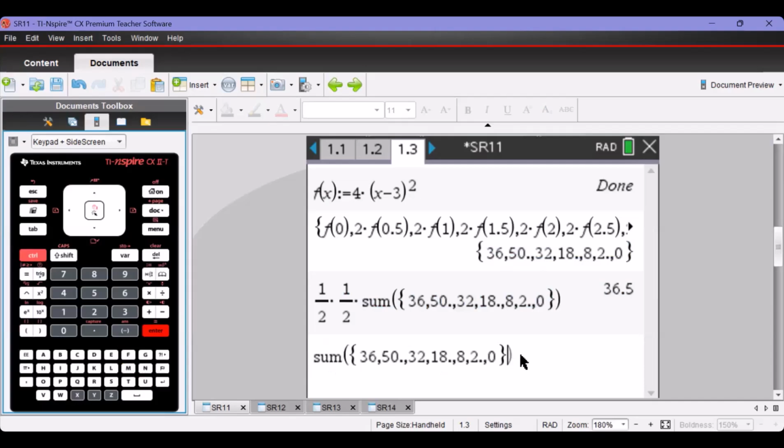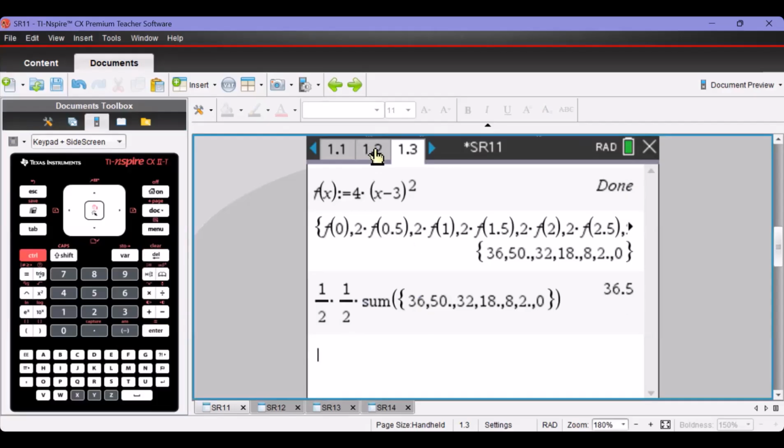And when you perform that calculation with TI-nspire, you get an approximate answer for that definite integral of 36.5, which corresponds to the 36.5 we obtain in our solution there on page 1.2.